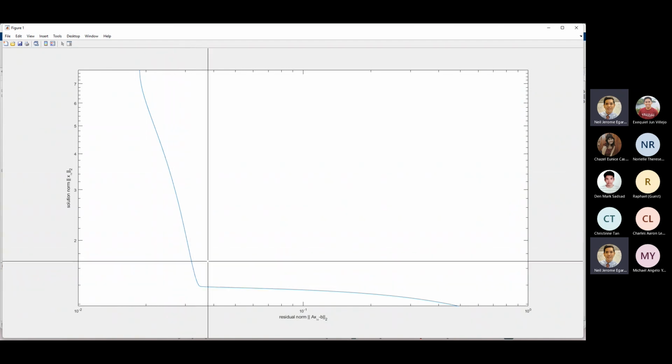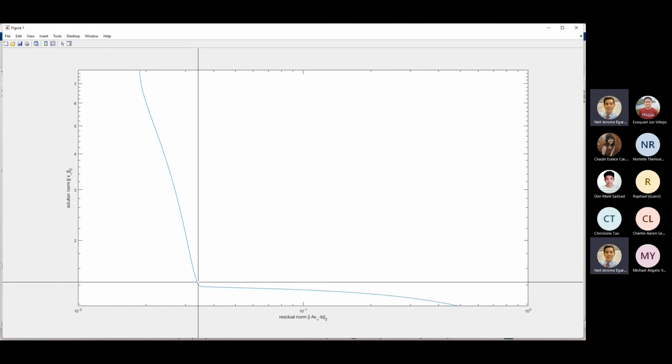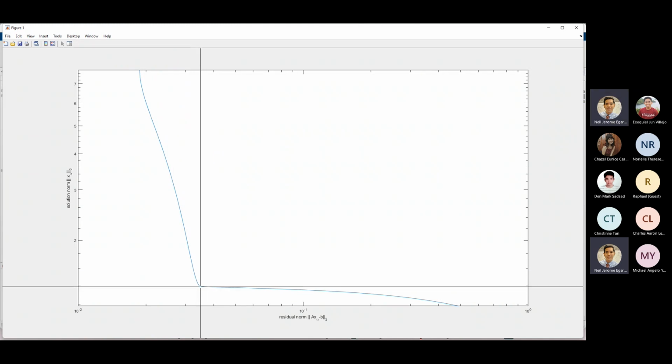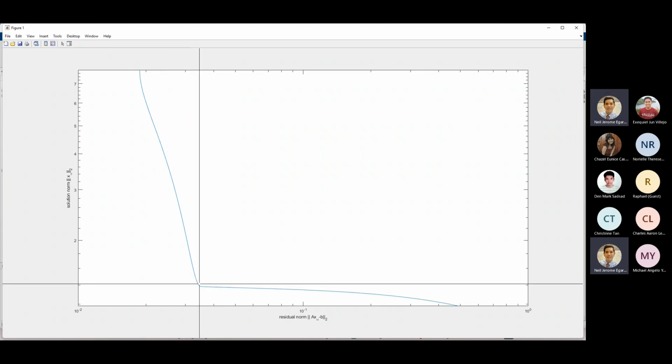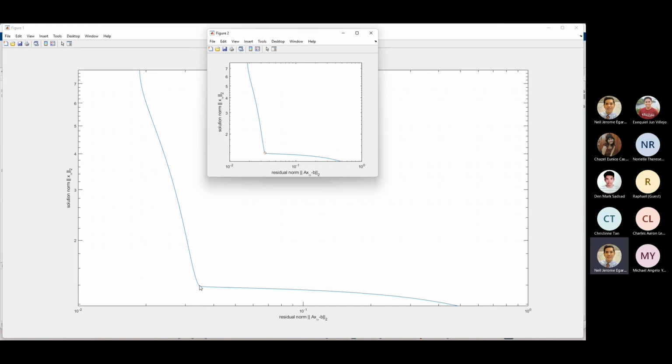At alam ko na yung optimal na alpha na hanapin ko ay yung nandito sa corner. So i-click ko yung something here in the corner. Na-conscious ako pag-click. So ano ba yan yung corner? Okay. And then there you go. Ibig sabihin, nakuha na ni MATLAB. So merong pangalawang figure na nag-pop up.